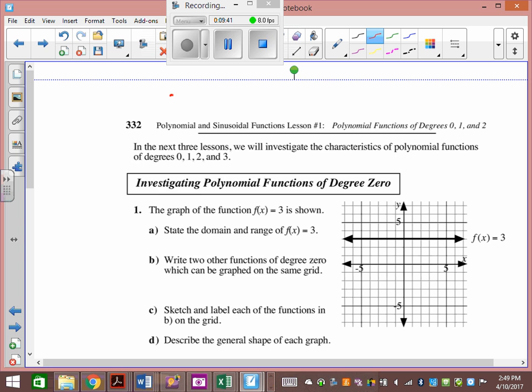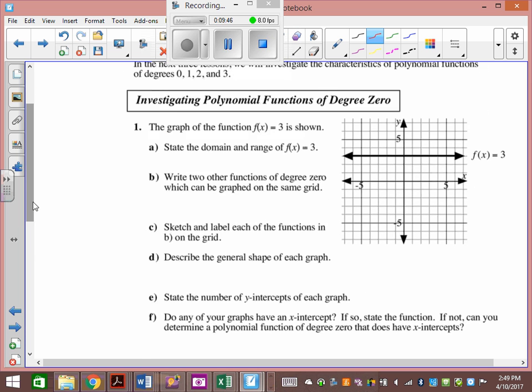So we're going to look at degree 0 functions. So we have f of x equals 3. That's a horizontal line at 3, right here. It says state the domain and range of f of x equals 3. Domain is where the x's exist, okay? If I can find an x value for every single x value, it's going to be x an element of the reals.